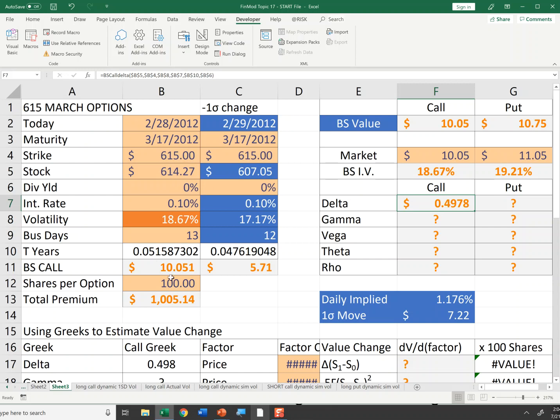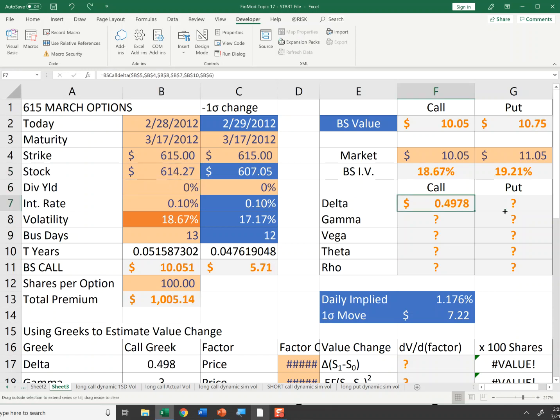So the price should go from about 10.05 to 10.55. And I can check that out. Let's change that from 614 to 615 and see if this number right here changes to 10.55. And it does. So I'm going to undo that.